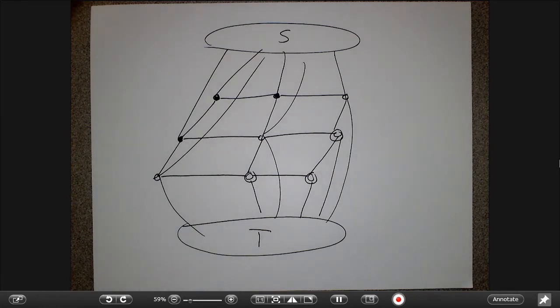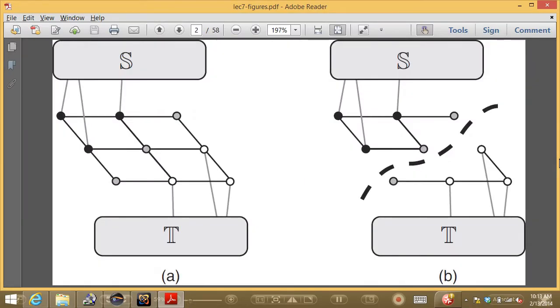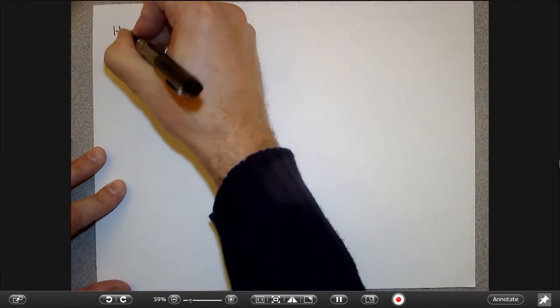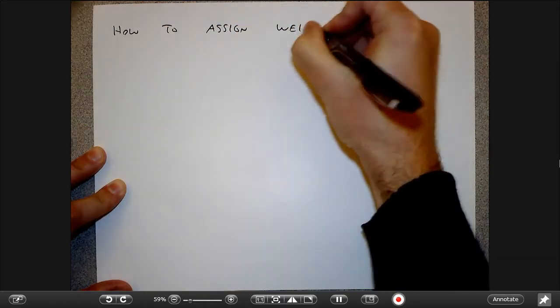And so again, there are different ways you can think of making the cut. So I'll show you this picture for a second. So this is the picture that I just drew in an albeit more polished way. And so what I need to do is figure out what are the weights between the edges. So how to assign weights.